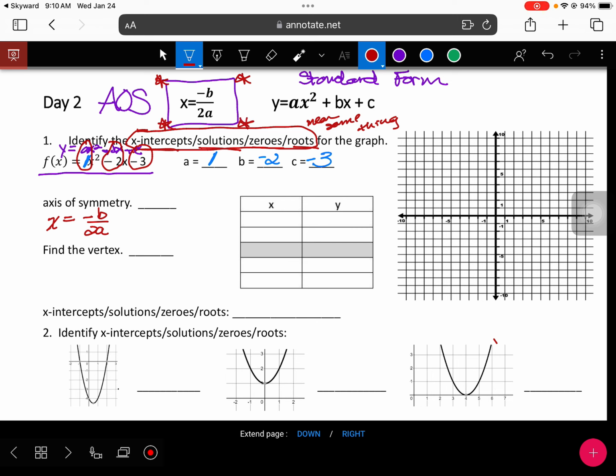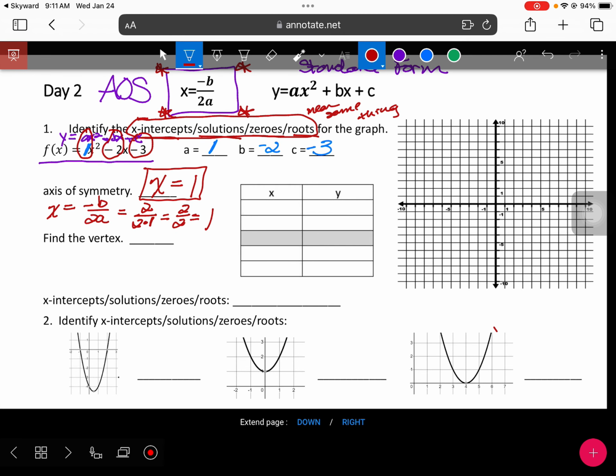X is equal to the opposite of B divided by 2A. So, X is equal to, B is -2, so the opposite of B would be +2, all divided by 2 times my A value of 1. So that is 2 divided by 2, which is 1. So my axis of symmetry is x equals 1. Miss CD, do I really need to put that x equals in front of it? Yes, because it is a line, okay?